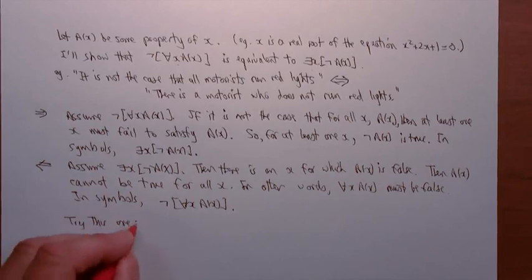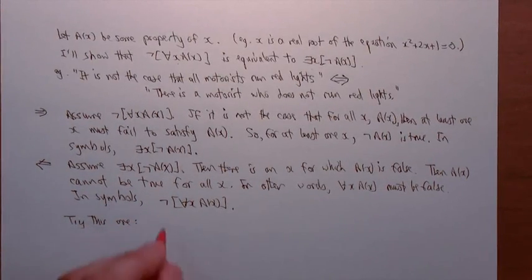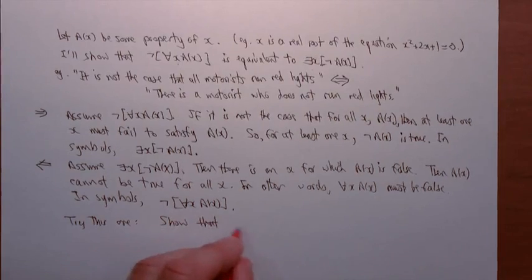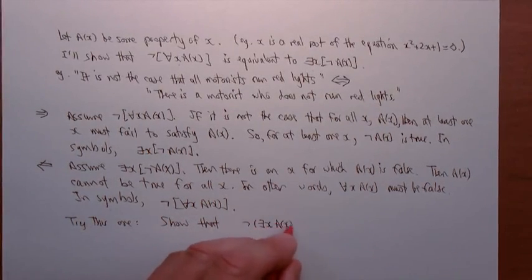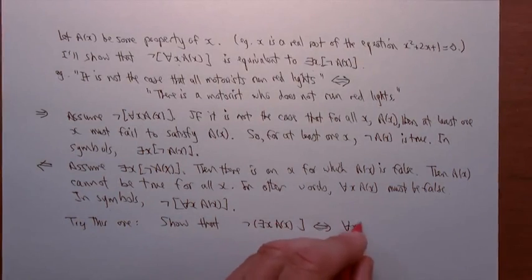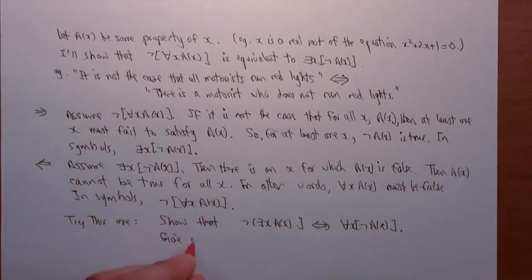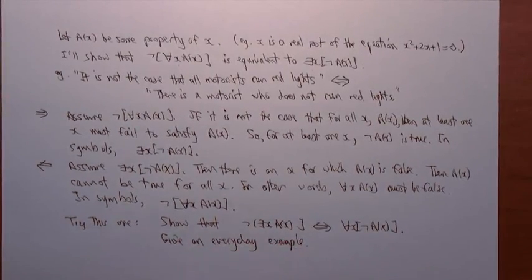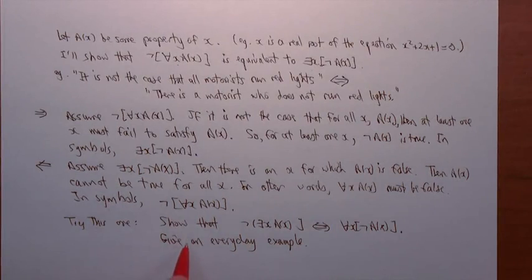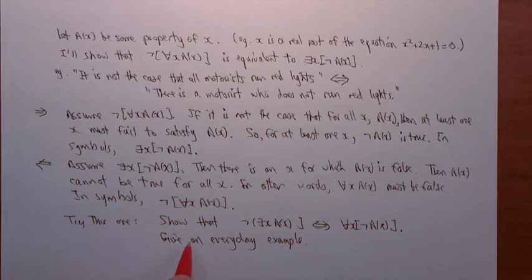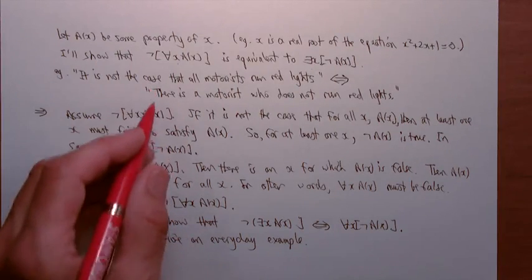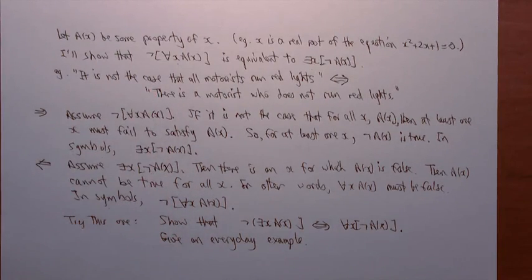Okay, why don't you try this one? Show that not there exists an x A of x is equivalent to for all x not A of x. And before you start, you might want to look at an everyday example. This is coming up as an example in the assignment for this lecture, but you might want to try it now while this example is fresh in your mind. Okay, good luck on that one.